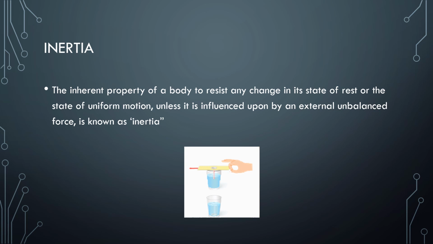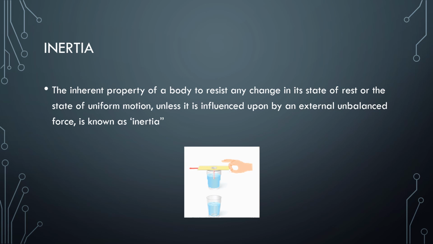Inertia. While you are traveling in a bus or in a car, when a sudden brake is applied, the upper part of our body leans in the forward direction. Similarly, when the vehicle suddenly moves forward from rest, we lean backward. This is because any body would like to continue to be in its state of rest or state of motion. This is known as inertia. The inherent property of a body to resist any change in its state of rest or state of uniform motion unless it is acted upon by an external unbalanced force is called inertia.